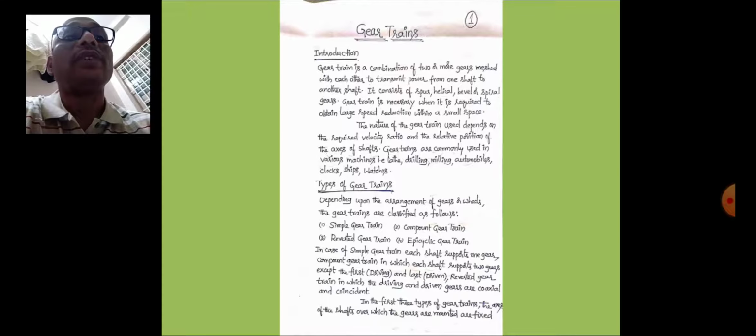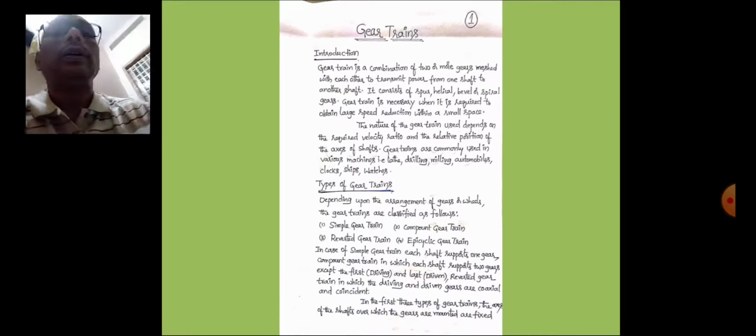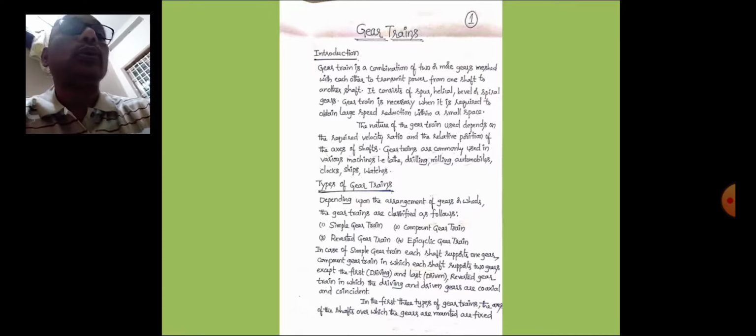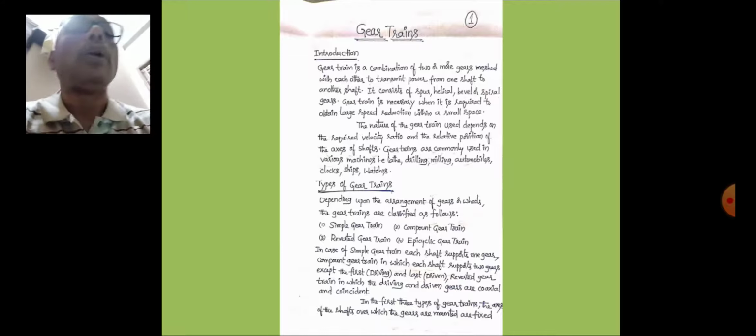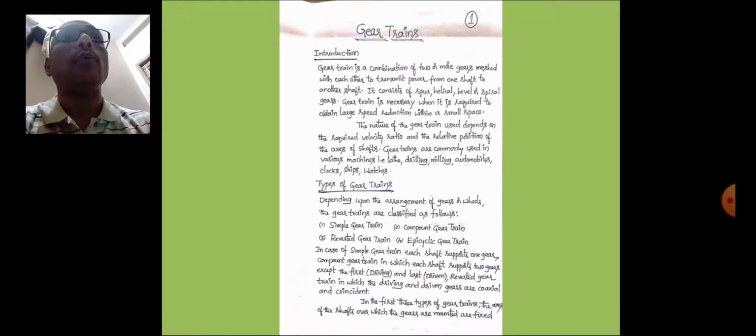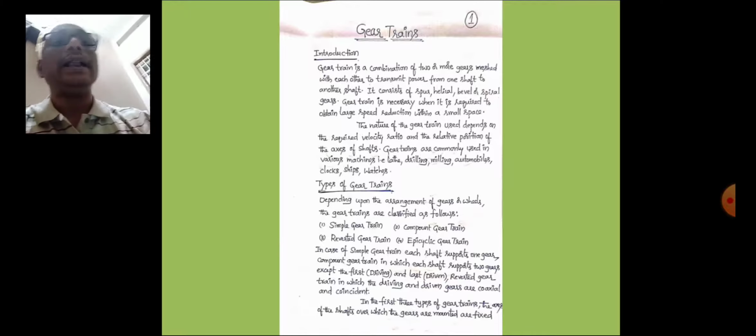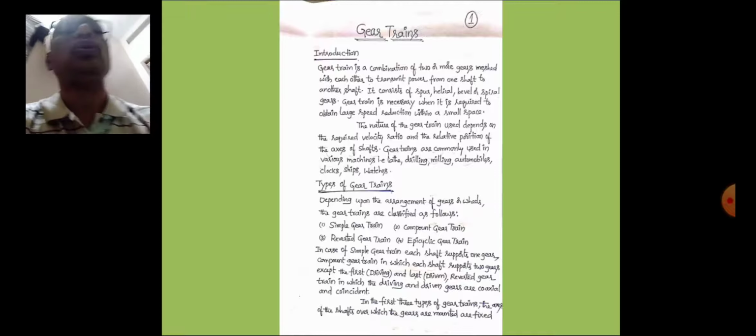Generally the nature of the gear train depends on two things. One is how much velocity ratio is required, and the other is the relative position of the axes of the shafts. Based on these two things, one can decide what kind of gear train is suitable in order to transmit the power from one shaft to another shaft between which we would like to transmit power.